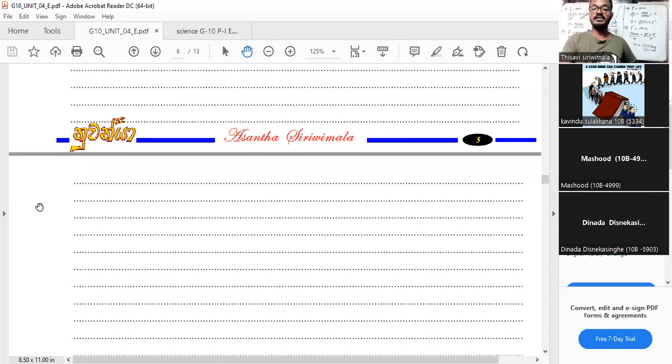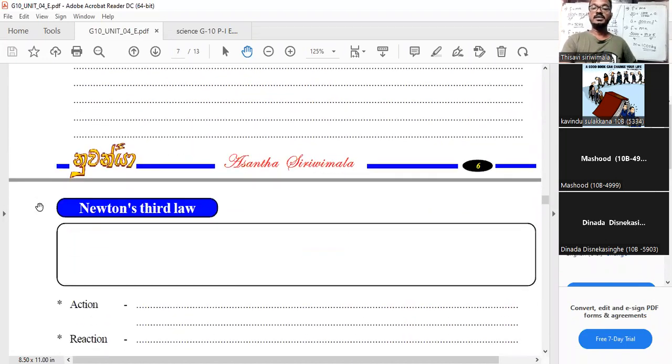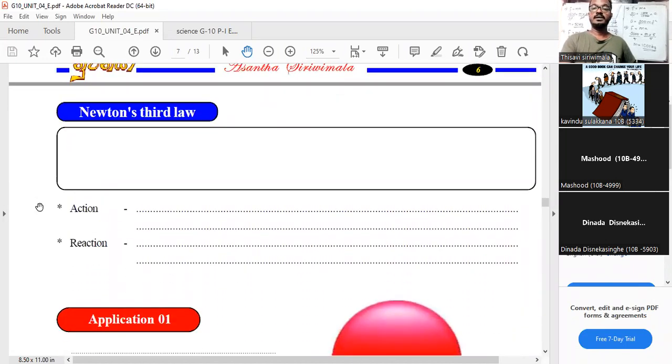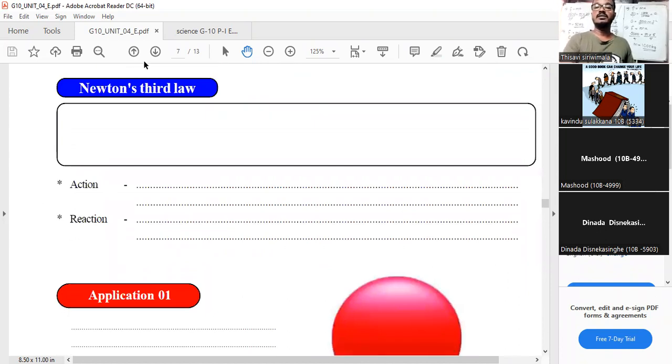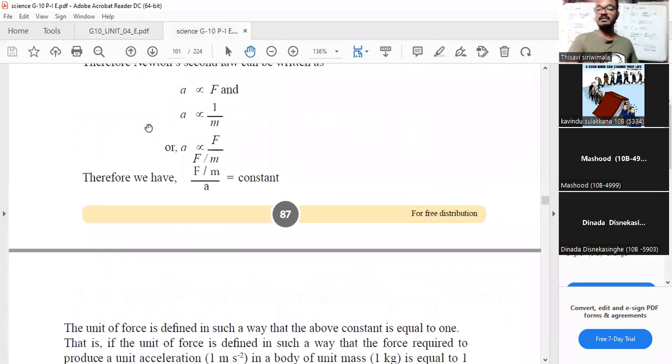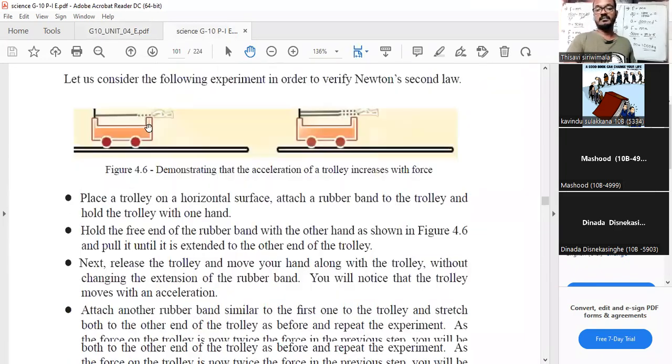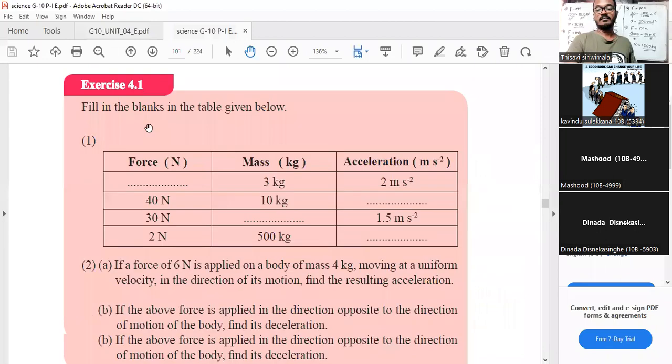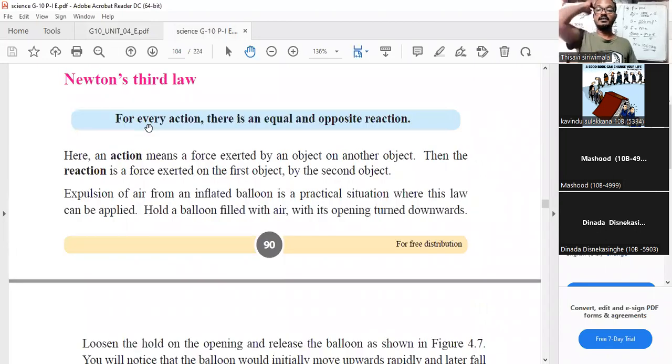So now we have the Newton's third law, the easiest one among the 3 laws. So it says every action has an equal and opposite reaction. Here, you can write the third law. For every action, there is an equal and opposite reaction. So that's the Newton's third law, where you can write.